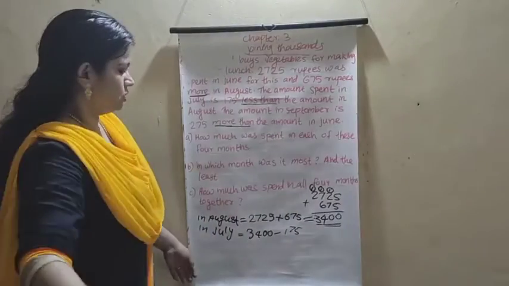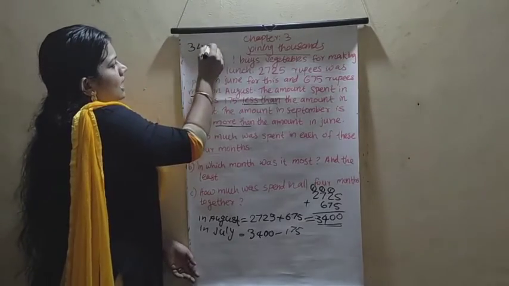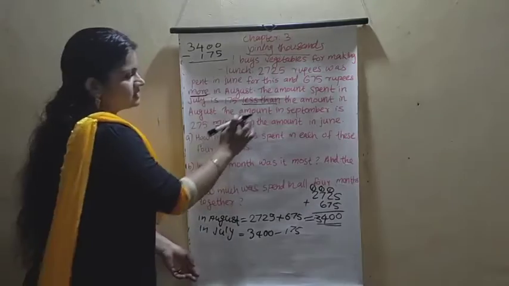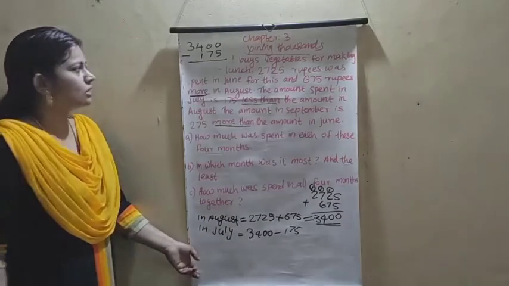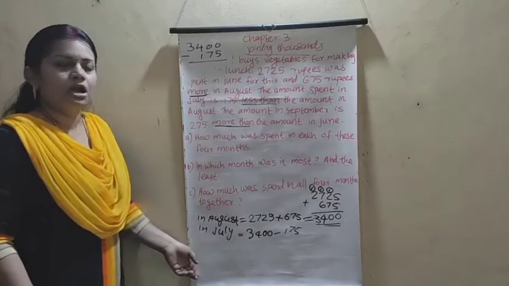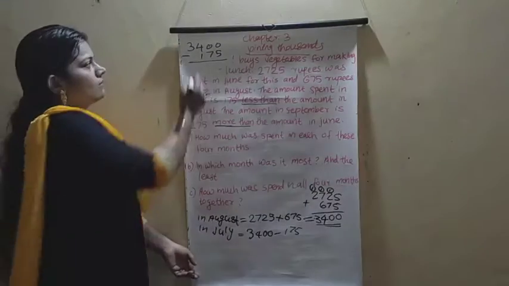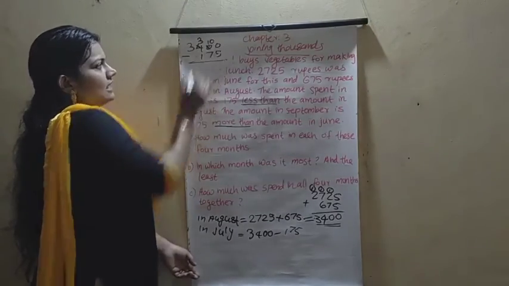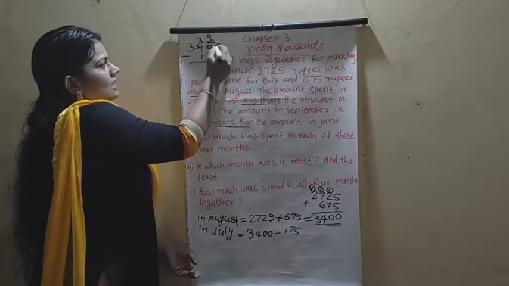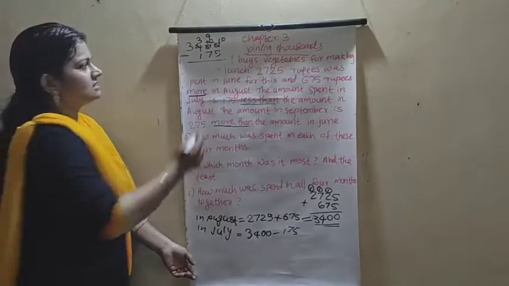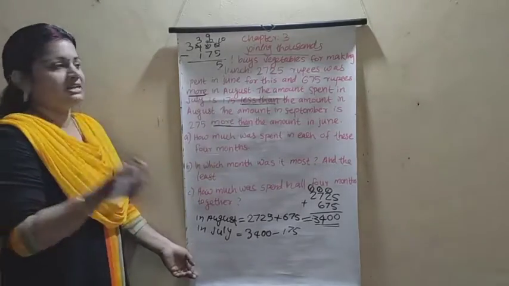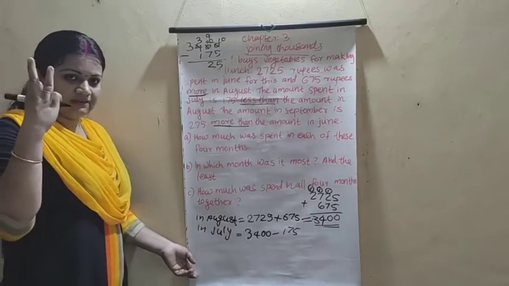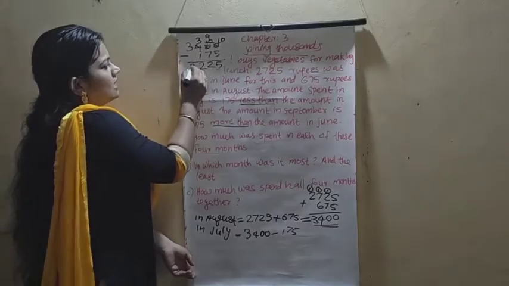3,400 minus 175. The less than is there, so you do the subtraction. 0 minus 5 is possible? No. 0 minus 7 is possible? No. Borrow 1 from 4. 4 will be 3, 0 will be 10. Again borrow 1 from 10. It becomes 9, and 0 will be 10. 10 minus 5 is 5. 9 minus 7 is 2. 3 minus 1, take 3 fingers, close 1 finger, we get 2. Then 3 is written down.